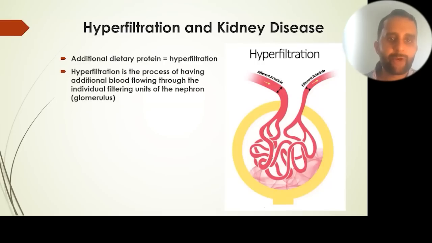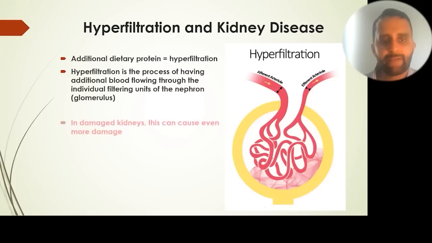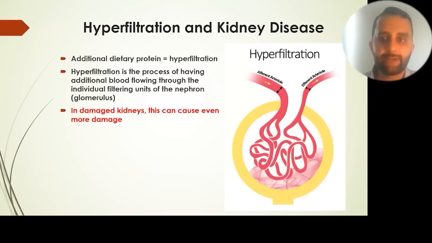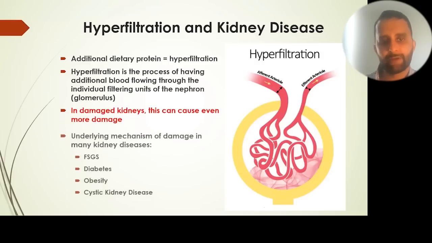This hyperfiltration is a process of having additional blood flowing through the individual units of the nephron. Remember, you have about 1 million nephrons, and within each nephron is a glomerulus. And in this hyperfiltrating state, you have more blood flow going to each glomerulus. In a damaged kidney, this can cause even more damage. So the way to think of it is, if you have a knee that is healthy, you may be able to run a marathon. But if your knee is already damaged and you try to run a marathon, you may end up damaging that knee even further. So that's the way to conceptualize it in a very simple way.